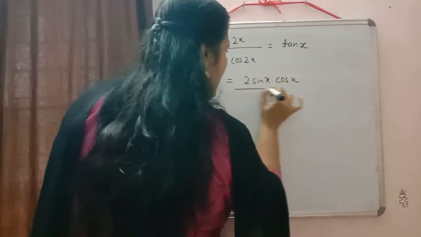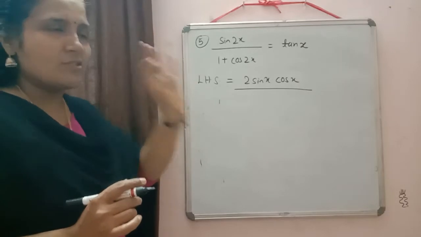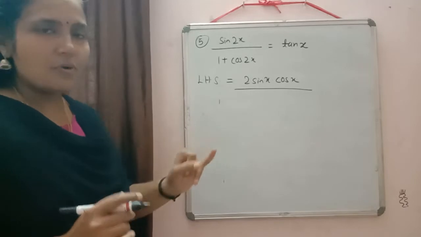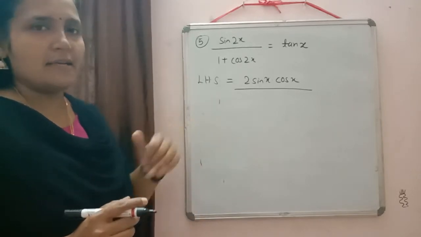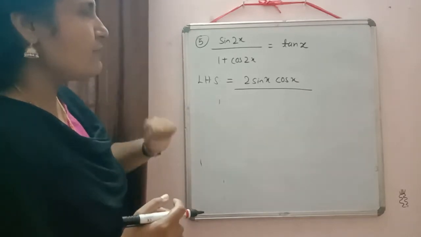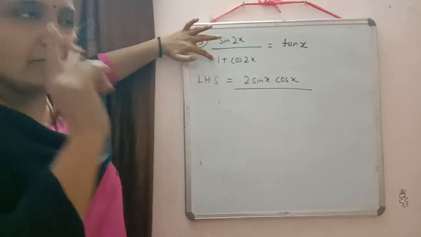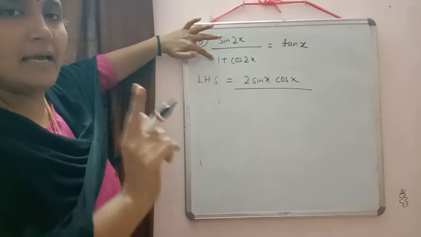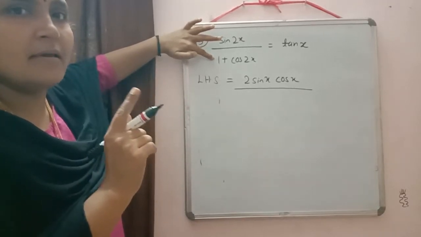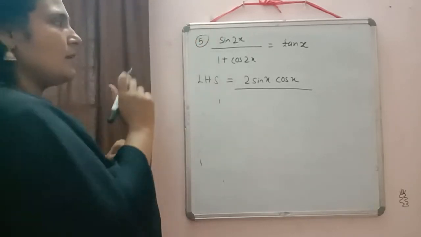Now here in the denominator, we know there are 4 formulas of cos 2x. One is cos square x minus sin square x, 1 minus 2 sin square x, 2 cos square x minus 1, and one is there in terms of tan also. So which formula we should use? For that you have to check, we have to cancel this 1. So in which formula minus 1 is coming, that formula we have to use. So in which formula minus 1 is coming? Yes, 2 cos square x minus 1. So that formula we will use.